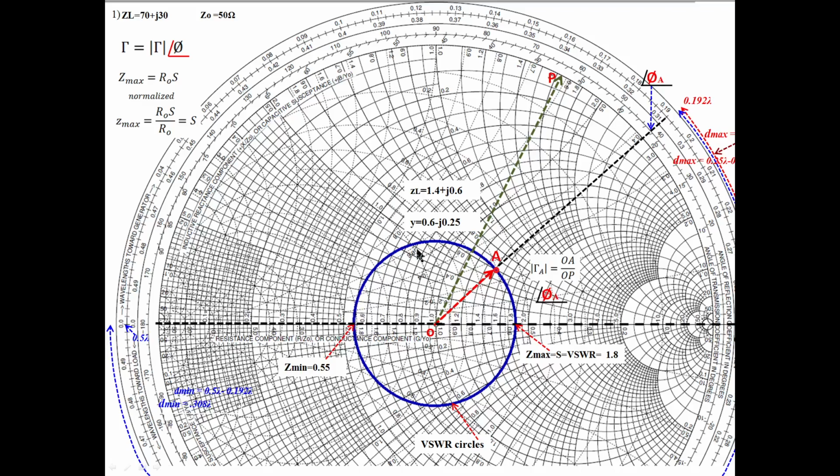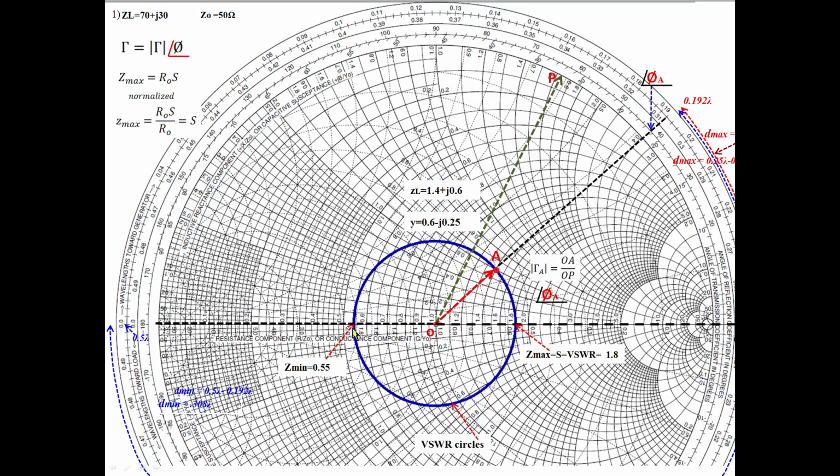So wherever you draw the VSWR circle, move over the VSWR circle. Okay, you stop wherever this VSWR circle cuts the left side of the Smith chart, the horizontal line on the left side of the Smith chart.